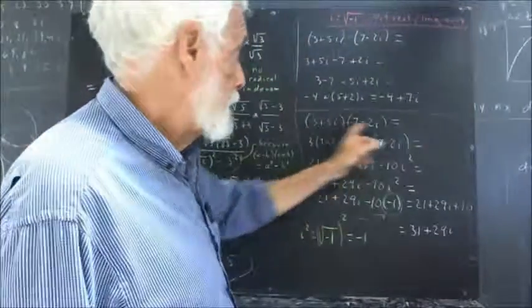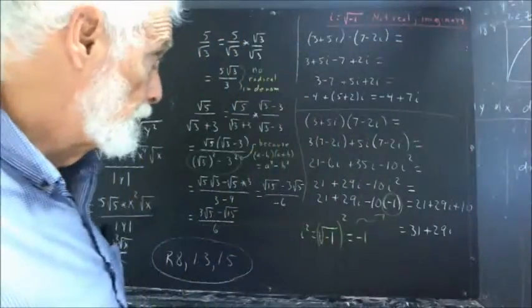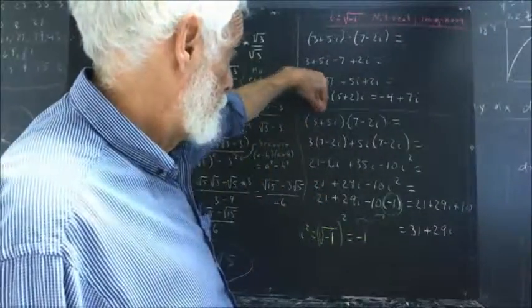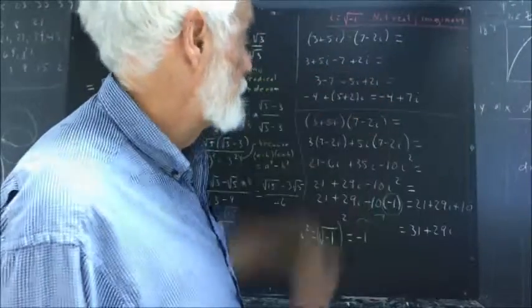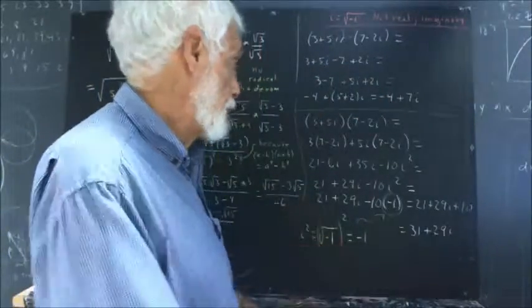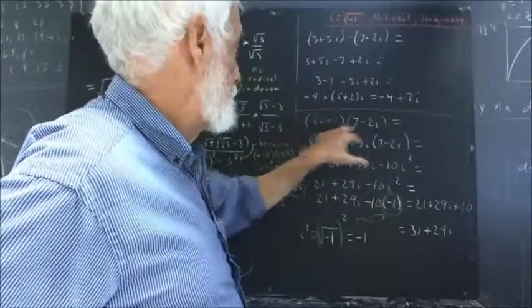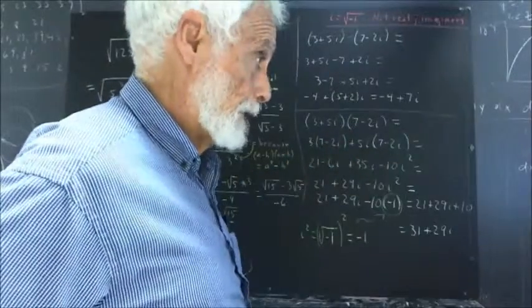Now if we multiply two complex numbers, and I'll just choose the same two numbers I used before for no particular reason: 3 plus 5i times 7 minus 2i, two complex numbers. Okay. Well, we multiply these in the same way we do anything else. We use the distributive law. We're going to have 3 times 7 minus 2i plus 5i multiplied by 7 minus 2i.